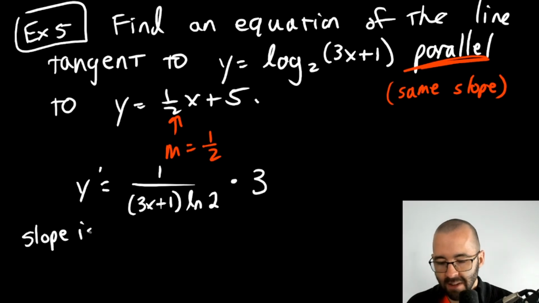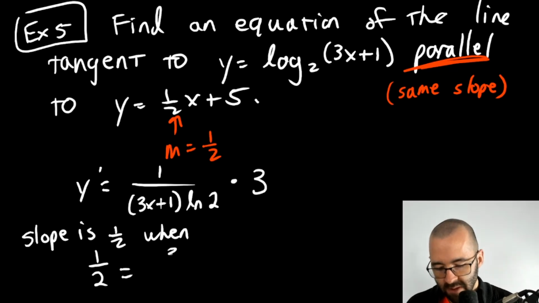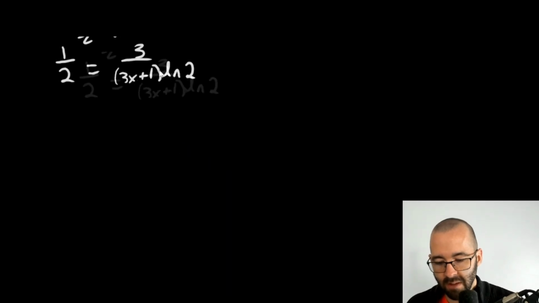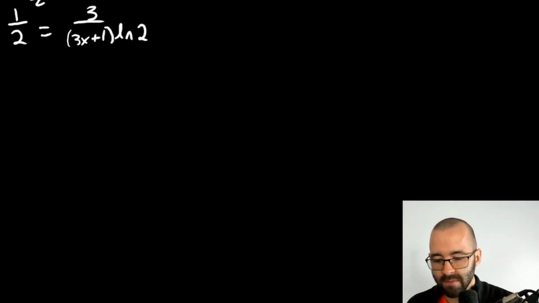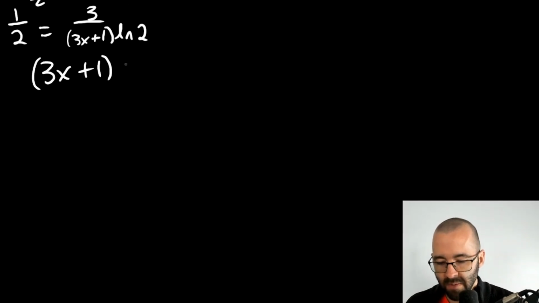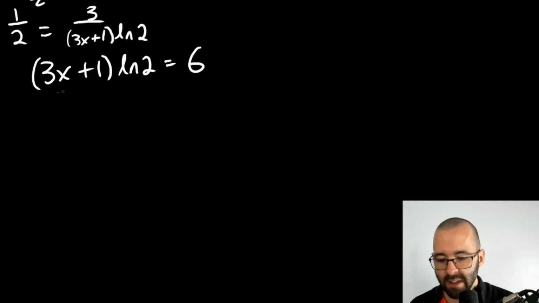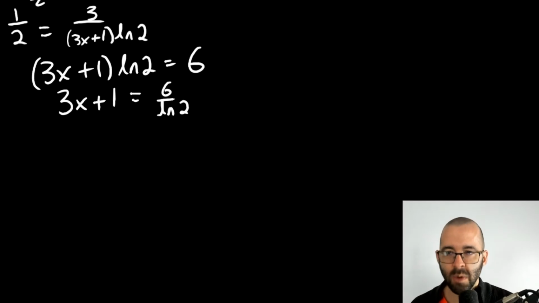The slope of the tangent line is 1/2 when the derivative is 1/2. So set it equal like so. It's going to be a messy answer, but this is how we can work with it. Solve for x. We can cross multiply to start. 3x plus 1 times the natural log of 2 equals 6. Divide both sides by ln 2. Subtract 1, divide by 3.